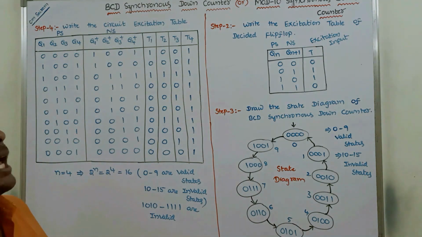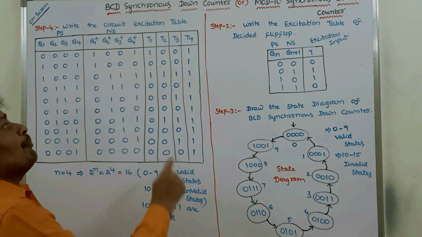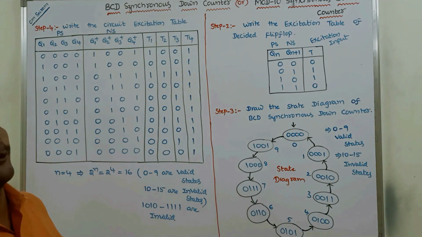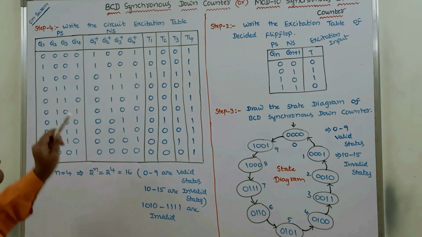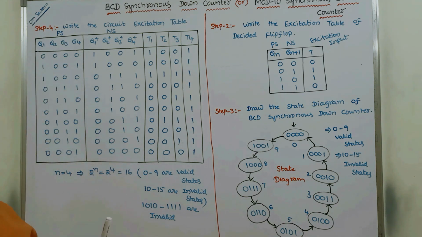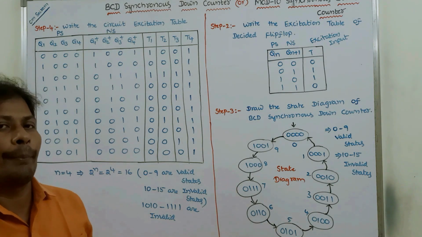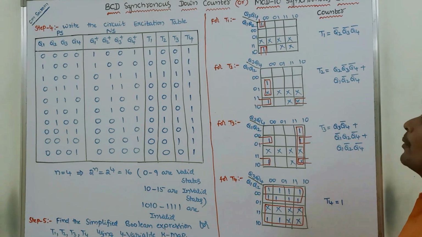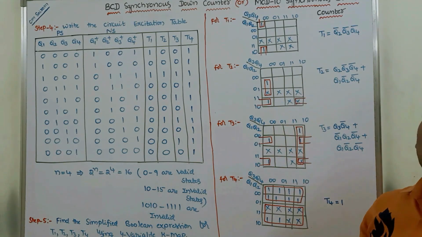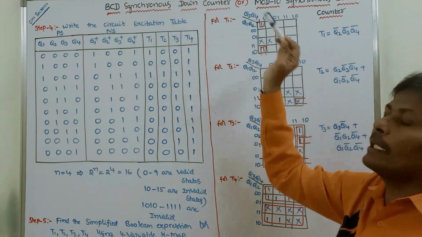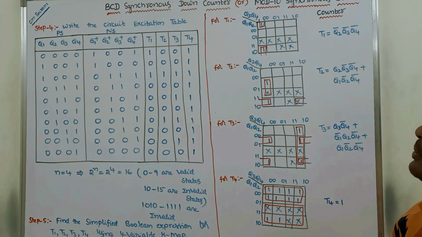Next, we have to find out the simplified Boolean expression for T1, T2, T3, T4 using 4 variable Karnaugh map, because it contains 4 bits. Therefore, we have to use 4 variable Karnaugh map. In step 5, we have to find out the simplified Boolean expression for T1, T2, T3, T4 excitation input.